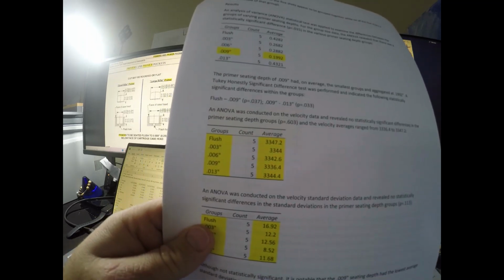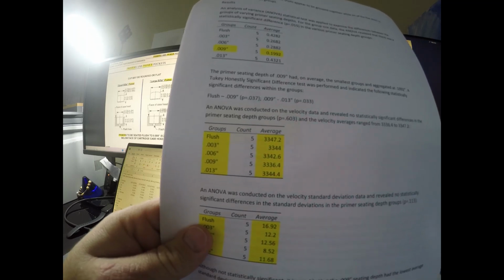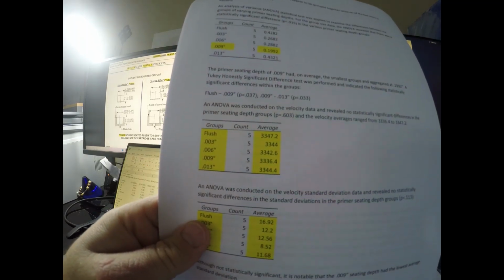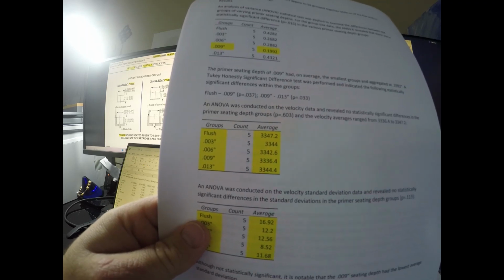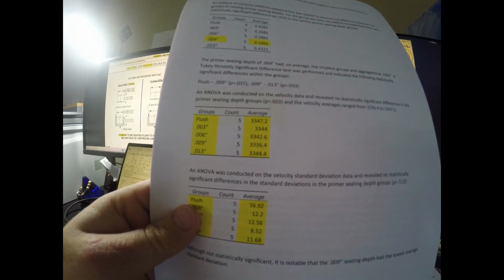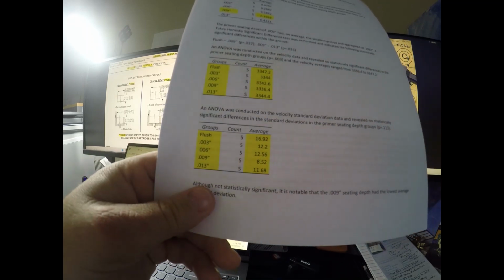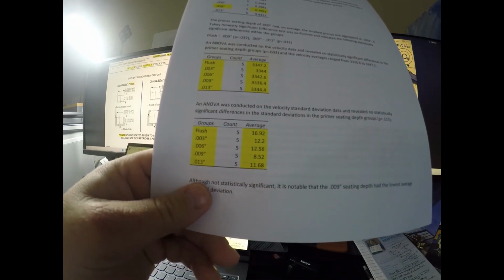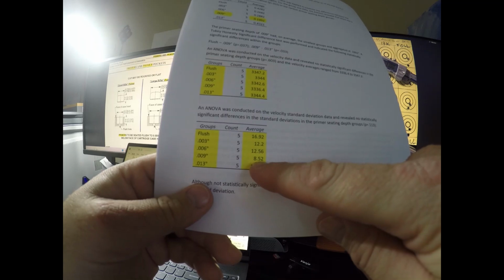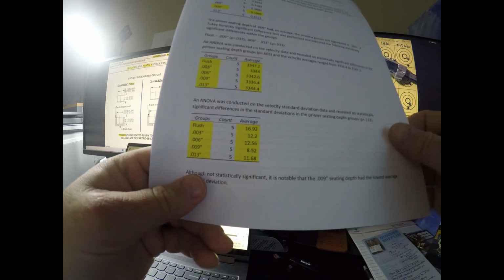I conducted an analysis of variance, or I'll just call it ANOVA for short, on velocity, and there was no statistically significant difference. All the velocities were within like 3336 feet per second to around 3347 feet per second, so there's really not much variation there statistically. I looked at the standard deviations too, and the ANOVA basically did not find any statistically significant difference in those. However, it is noted that the 9,000ths seating did get the lowest standard deviation, which was in single digits.